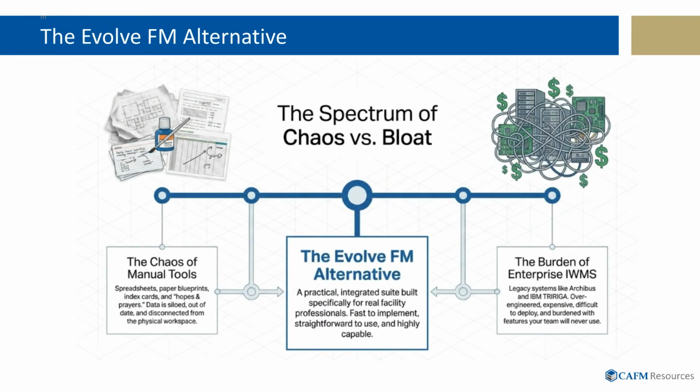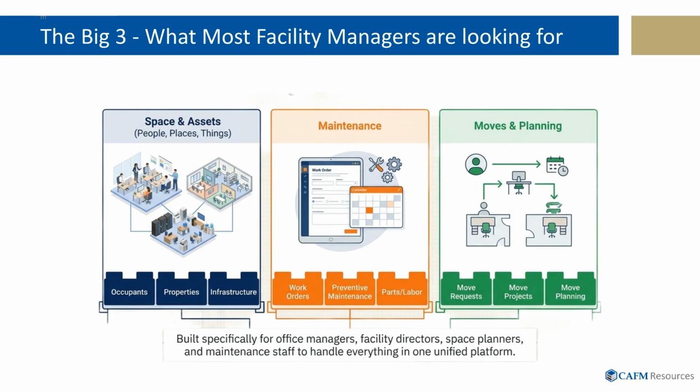Evolve FM is the alternative to either relying on manual, siloed tools or dealing with the burden of over-engineered, expensive legacy systems. It provides a practical, integrated suite designed specifically for facility professionals that is fast to implement and easy to use. Facility managers typically look for three core functions: managing space and assets, maintenance operations, and moves and planning. Evolve FM unifies these capabilities into one platform, specifically built for office managers, facility directors, space planners, and maintenance staff.